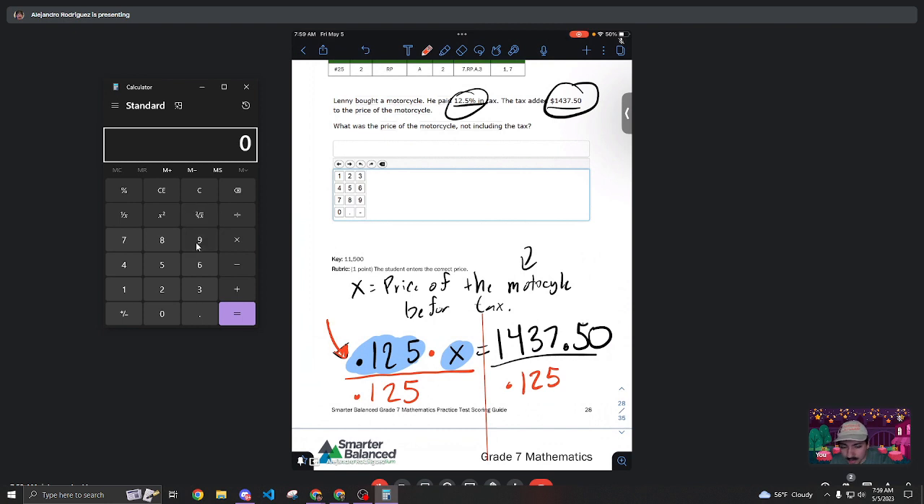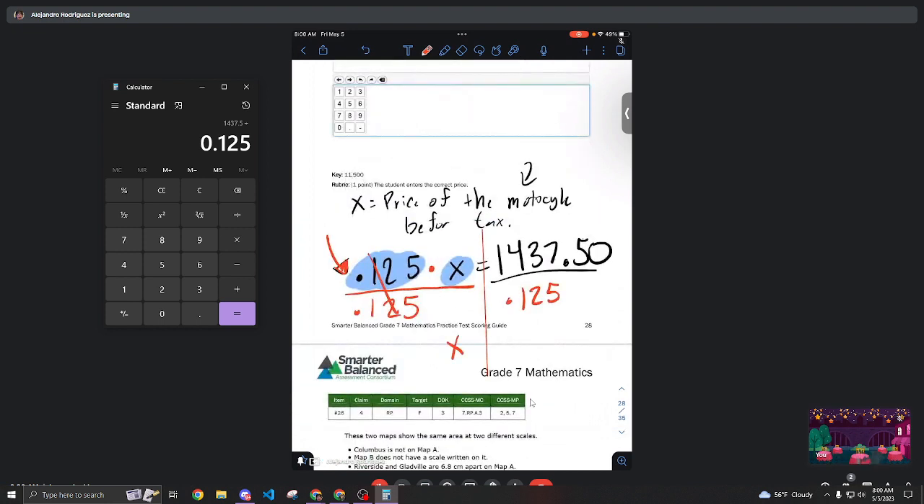So let me go ahead and show you how to use a calculator in this part. When you want to divide a number like this, you put the first number, which is the top number, first. So it's going to be 1,437.50. And then this little bar right here means dividing. So I'm going to press the dividing symbol, and then the last one is 0.125. And once I divide this, this cancels out. I'm left with x is equal to 11,500. And so my answer is 11,500.